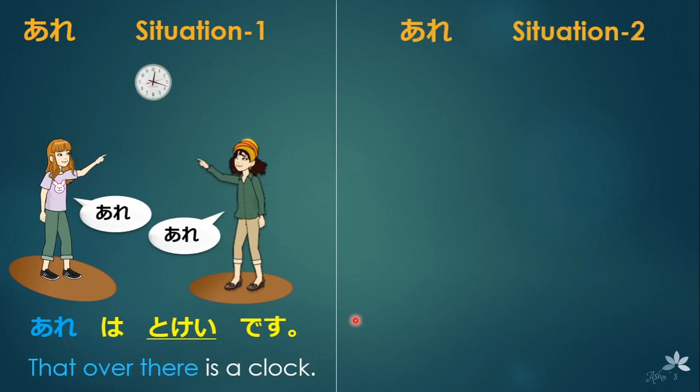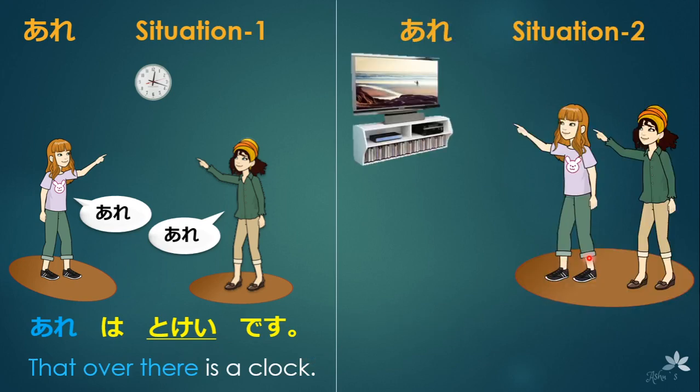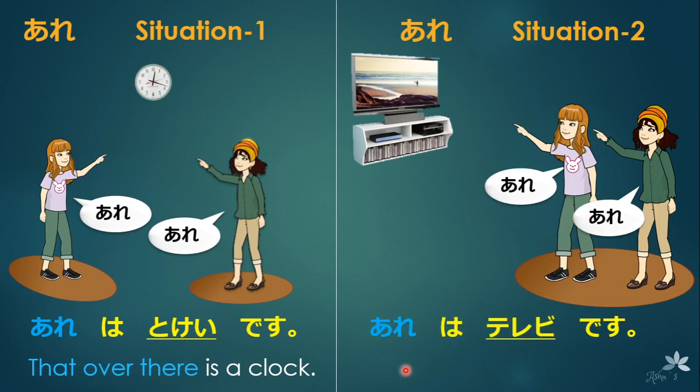In the second situation, when the speaker and the listener share the same area and there is a TV far away from both of them, in this situation also, both will refer to the object as are. And they would say, are wa terebi desu. Are wa terebi desu, which means that over there is a TV.